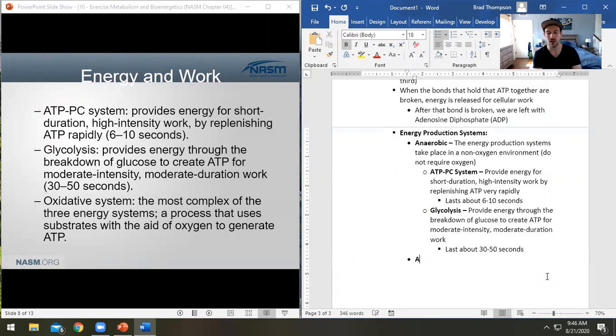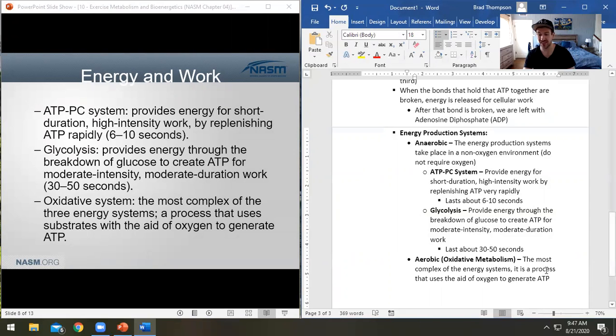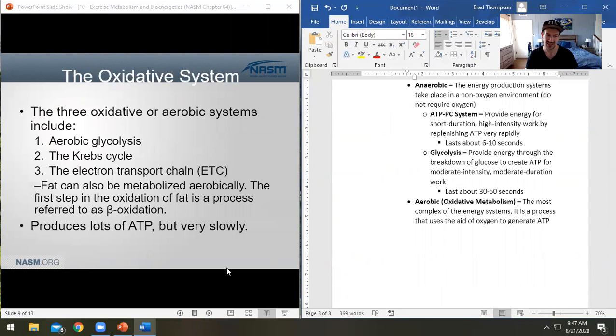All right, and lastly, we have our oxidative metabolism, right? So this is going to be our aerobic or oxidative metabolism, which is going to be the most complex of the energy systems. It is a process that takes place, that uses the aid of oxygen to generate ATP. It says it's a process. Honestly, it's more like the process is.